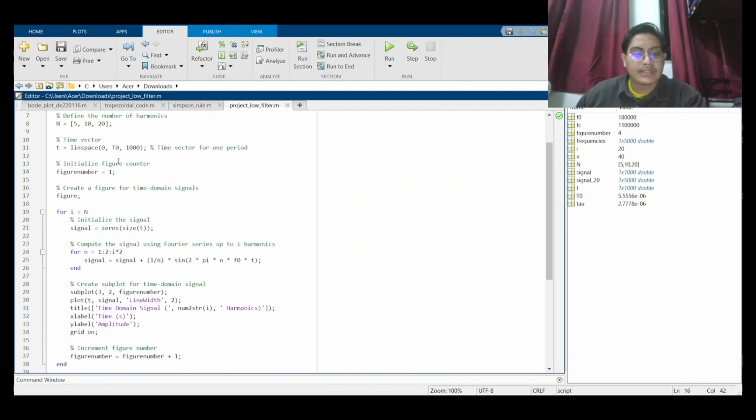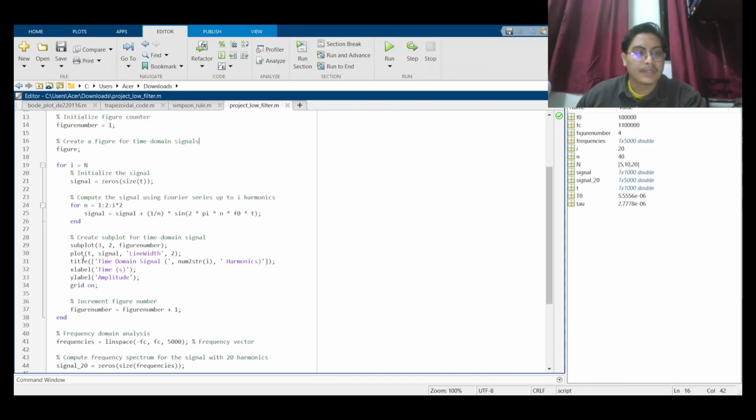For the time vector, this creates a time vector t spanning one period of the fundamental frequency with 1000 points. For the time domain signal visualizations, we initialize a figure counter and create a new figure window for plotting the time domain signal. In this loop, we compute and plot the time domain signal for different numbers of harmonics. The Fourier series representation is approximated by summing up the sinusoidal components for each harmonic.